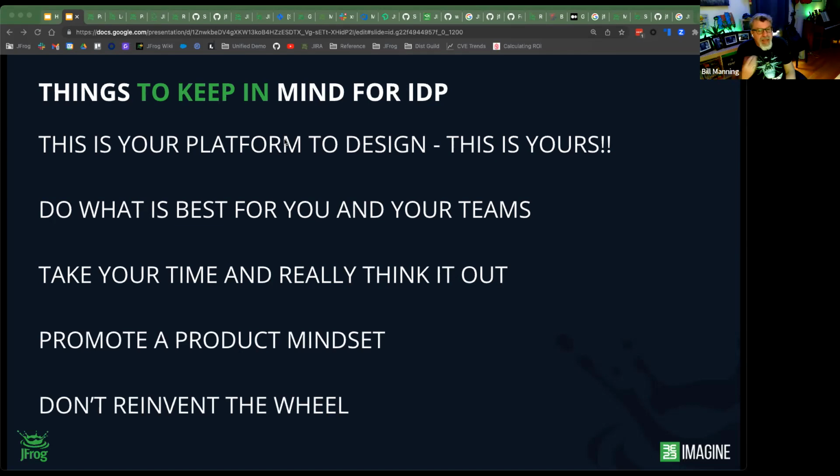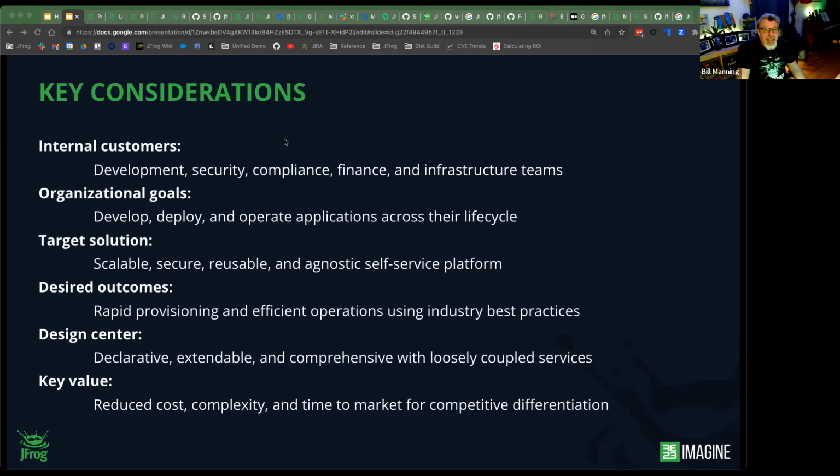Also, think of it as a product. It really is a product. You are not reinventing the wheel. What you're doing is a consolidation of components to make it more streamlined, to make it easier. Really take time to look at this and evaluate what you're doing. And the key considerations to keep in mind are internal customers: deployment teams, finance, security. It's everybody. There's a lot of people involved.